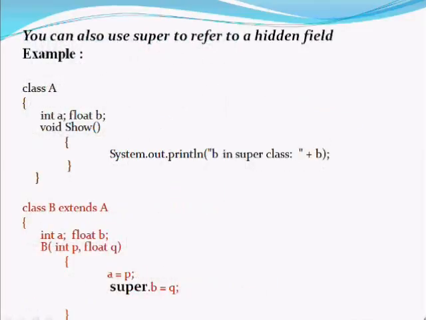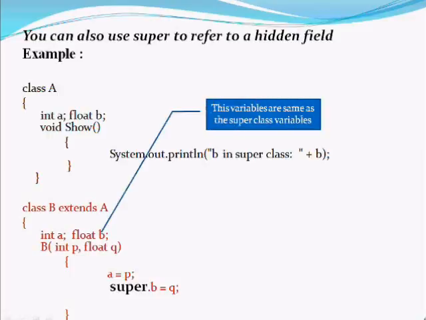You can also use super to refer to a hidden field. The first use of keyword super is to access the hidden data variables of the superclass hidden by the subclass. As in the example, suppose class A is the superclass that has two instance variables, integer a and float b. Class B is a subclass that also contains its own data members named a and b. Then we can access the superclass variables a and b inside the subclass B.